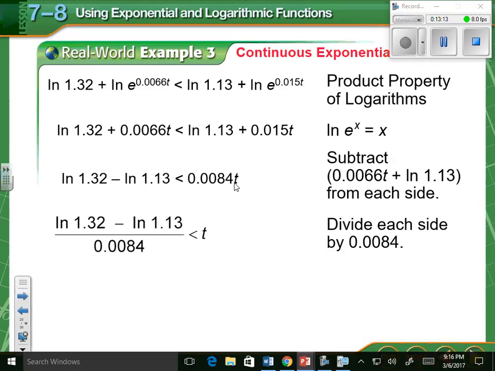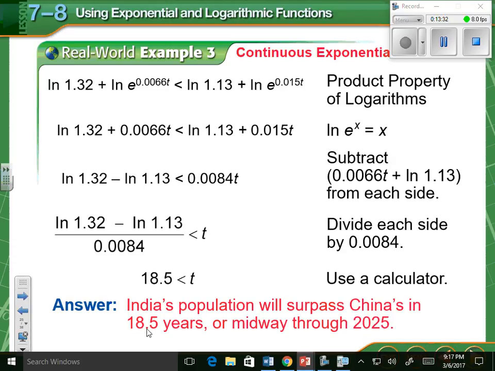and then we divide both sides by 0.0084. Put that in our calculator, and that comes out to about 18.5, which means that in 18.5 years, India will pass up China. And if it started out in 2007 and you add 18.5, you get about the year 2025 as the time when it will pass China.